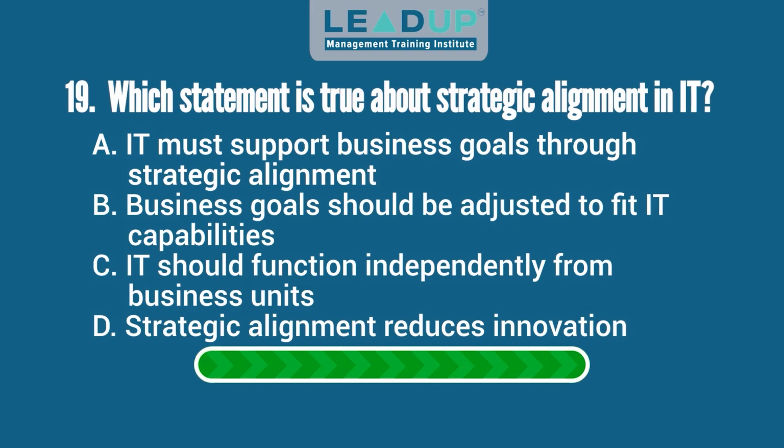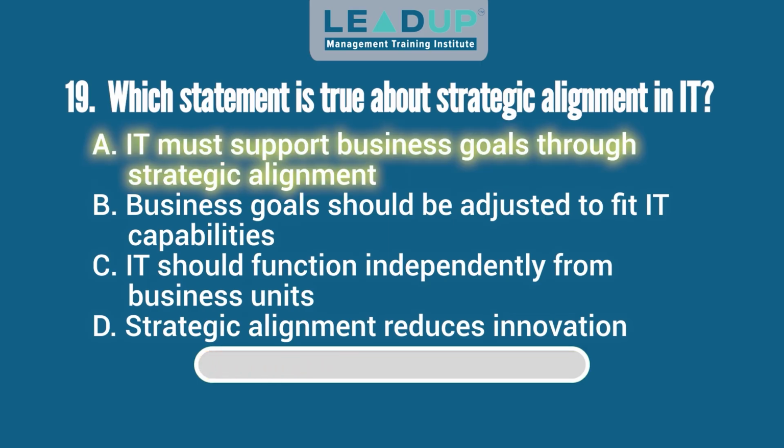Question 19. Which statement is true about strategic alignment in IT? A. It must support business goals through strategic alignment. B. Business goals should be adjusted to fit IT capabilities. C. IT should function independently from business units. And D. Strategic alignment reduces innovation. Answer: it must support business goals through strategic alignment.